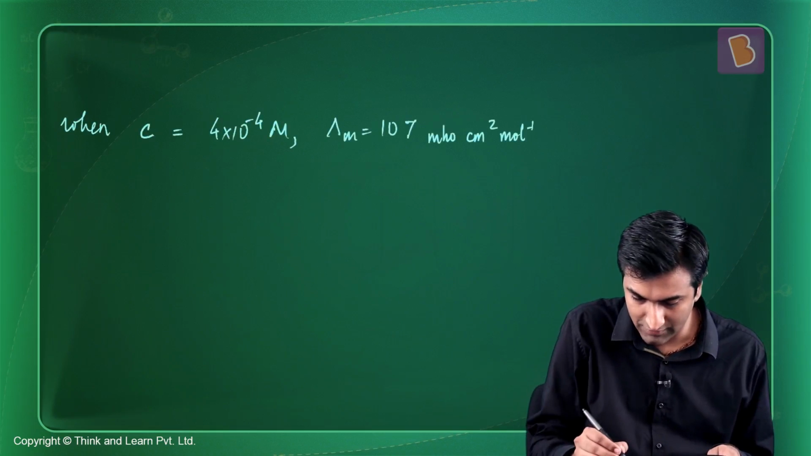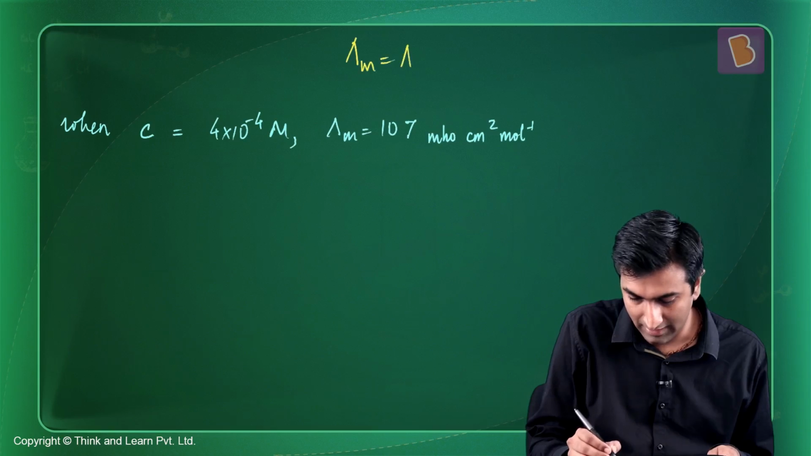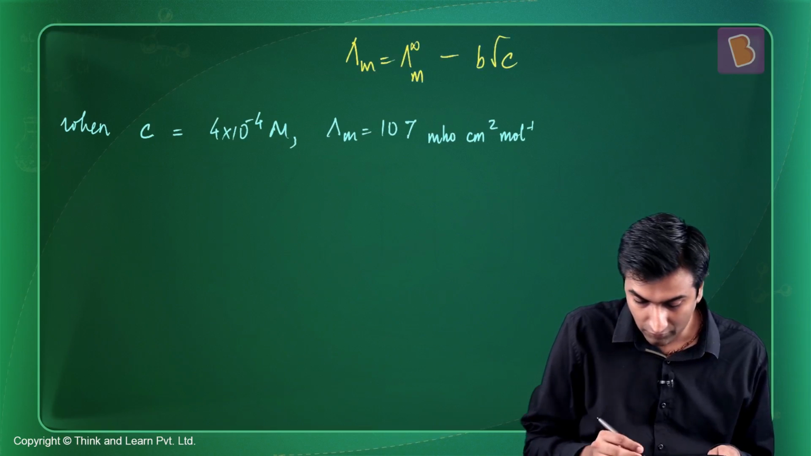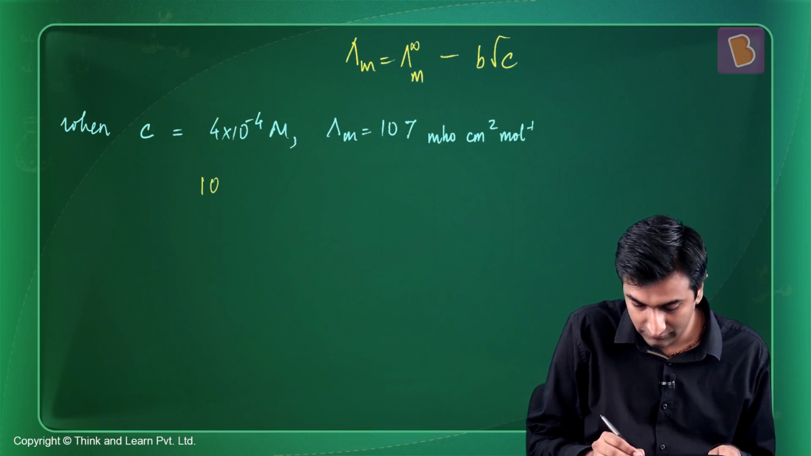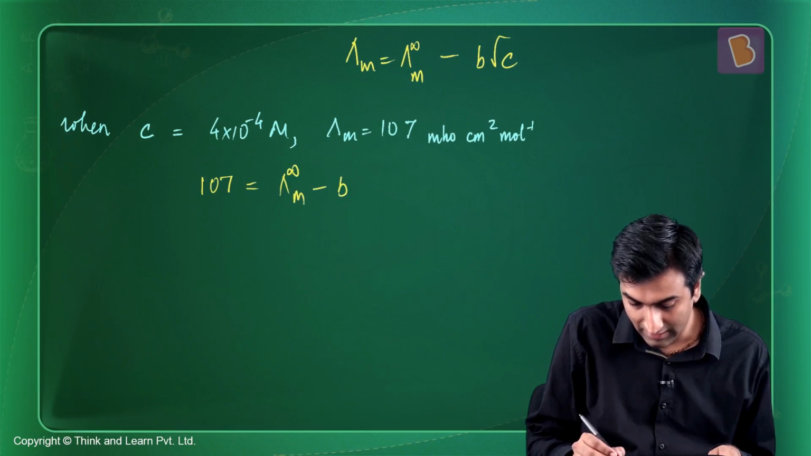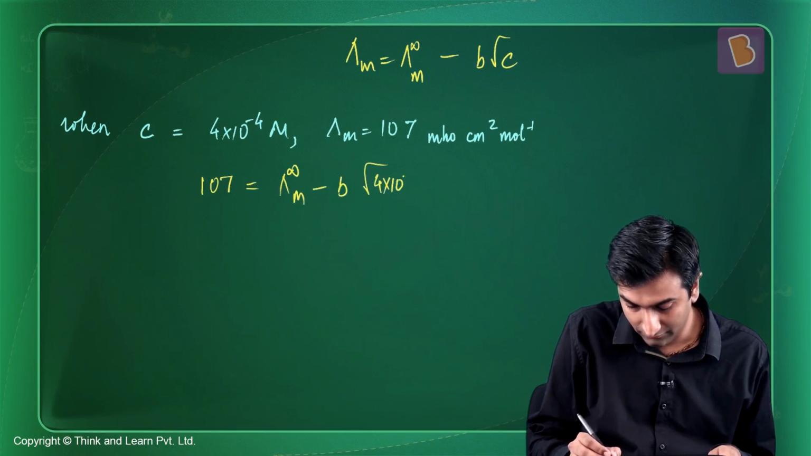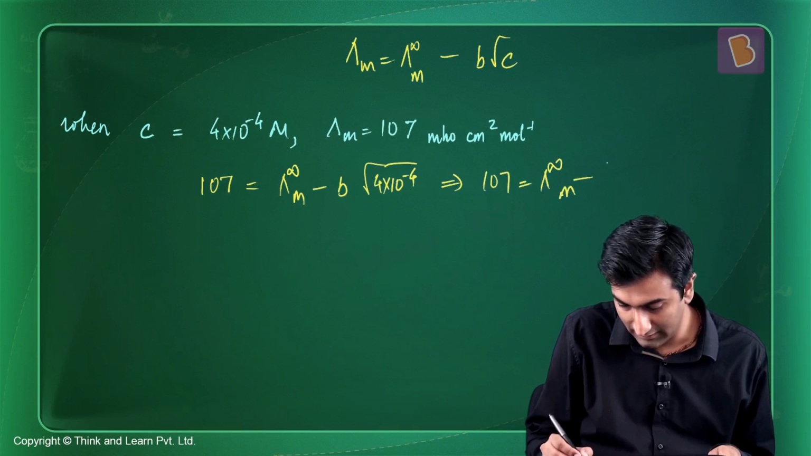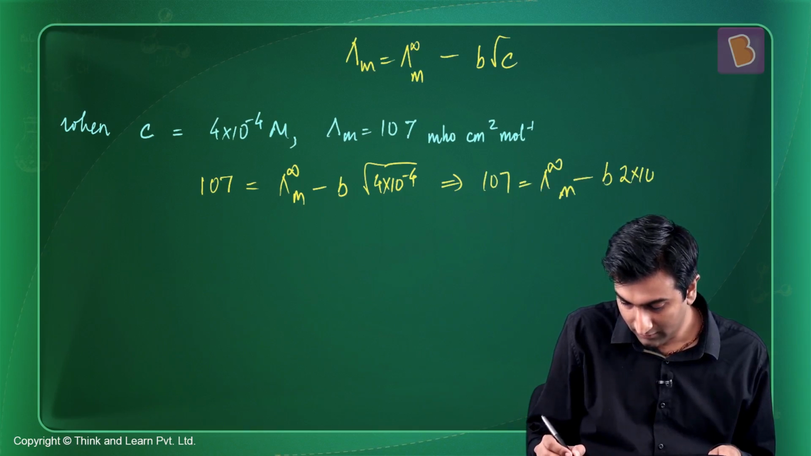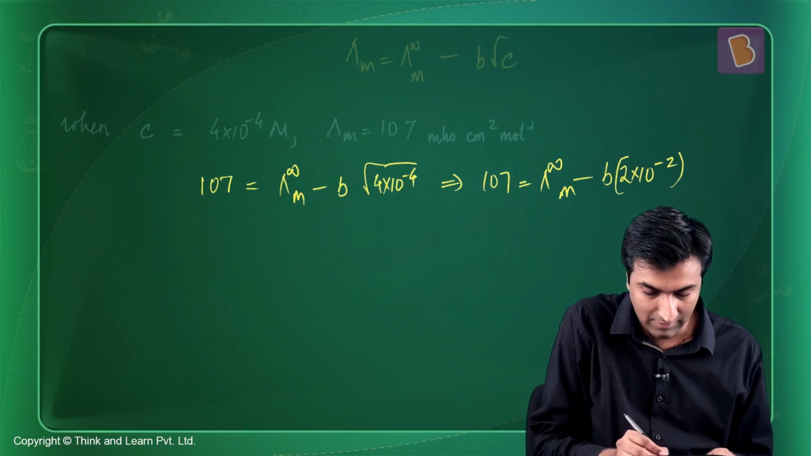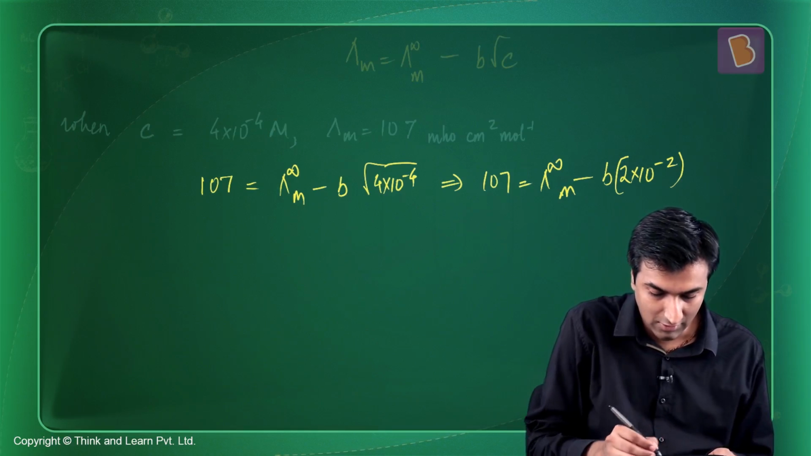So using the expression, let me write that again. Lambda m is equal to lambda infinity, or lambda naught is the same thing, lambda naught m minus B times root C, right? So according to this expression, 107 is going to be equal to whatever this constant value is minus this other constant times root of 4 into 10 power minus 4. If I just simplify that, 107 equals lambda infinity m minus B times 2 into 10 power minus 2, just a simple square root taken over here. That's my first equation. Let me mark that as equation 1.